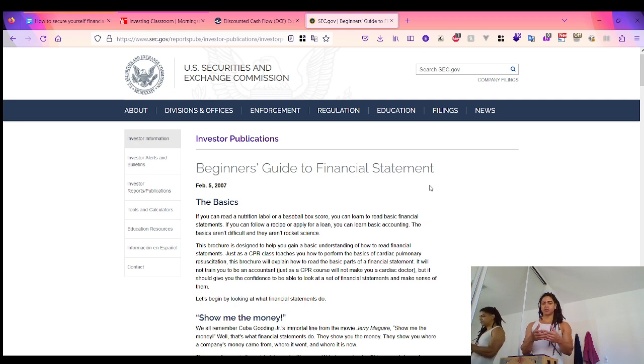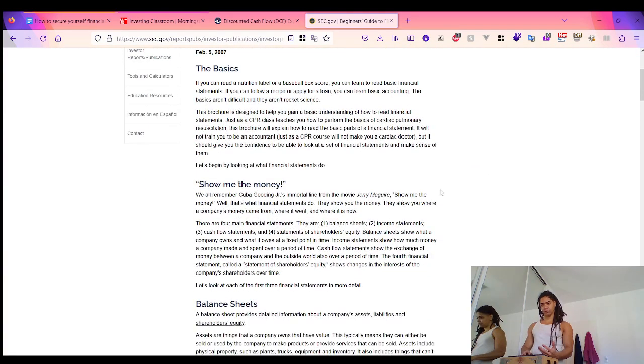So these financial statements are, as Cuba Gooding Jr.'s immortal line from the Jerry Maguire movie goes, show me the money. That's what it is. These financial statements show you where the company's money came from, where it is now, and where it went. For financial statements, we have balance sheets, income statements, cash flow statements, and statements of shareholders' equity.